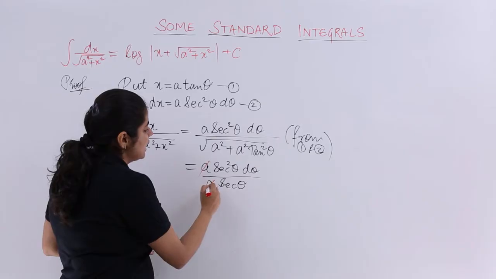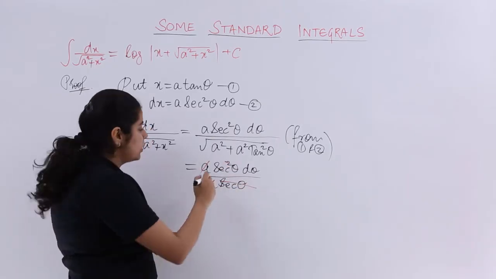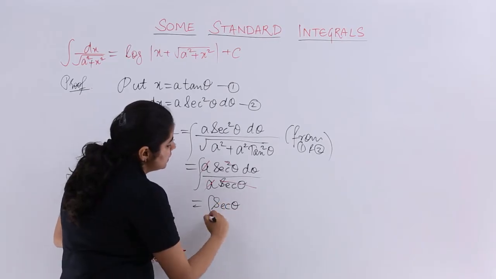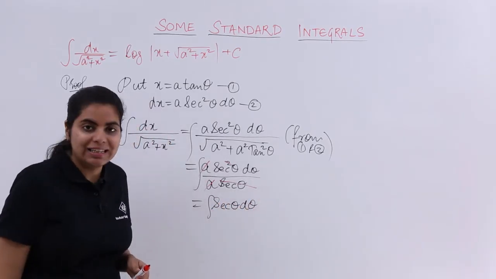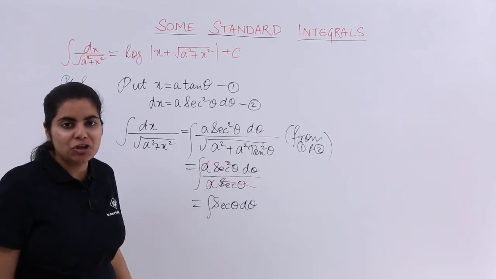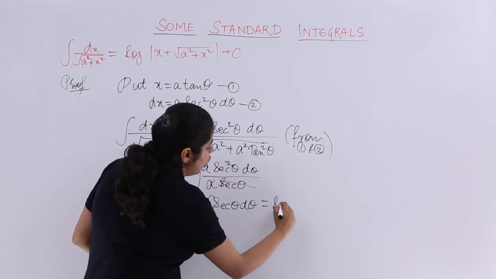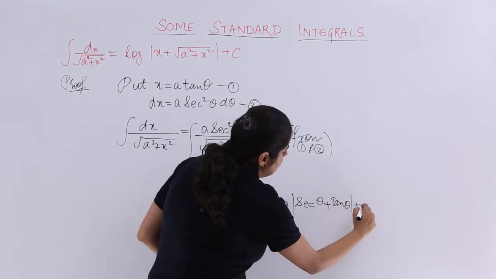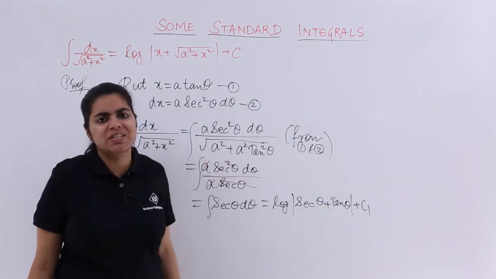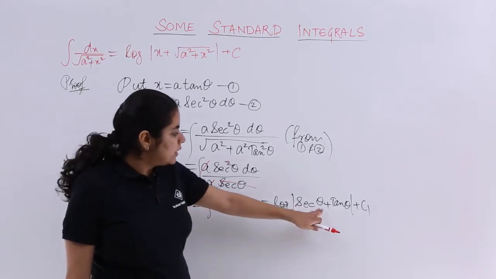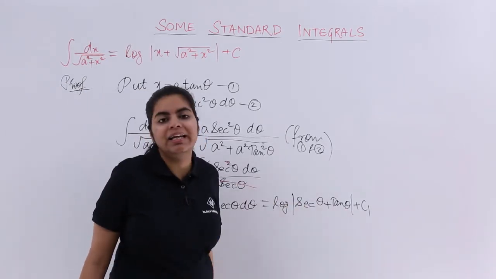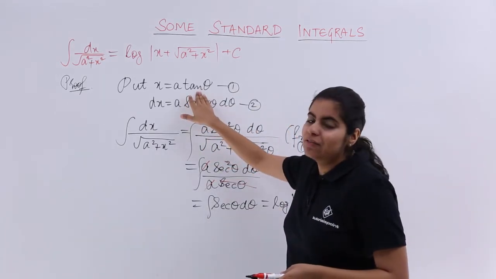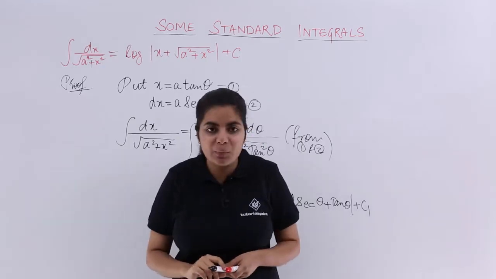Now certain things getting cancelled, we are left only with what? We are left with integration of secant theta with respect to theta only, d theta. What is integration of secant theta? It is nothing but log secant theta plus tan theta plus some constant of integration, say c1. Now what is the value of theta specifically I need to find out? I have to find out my value of secant theta and tan theta, which can be found out from here, that is from the equation number 1.